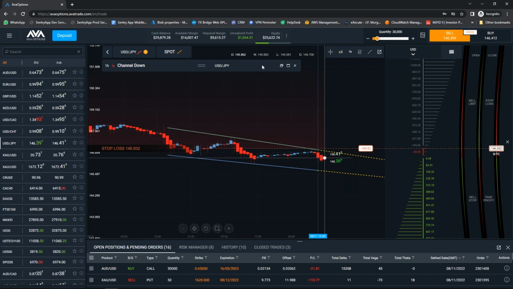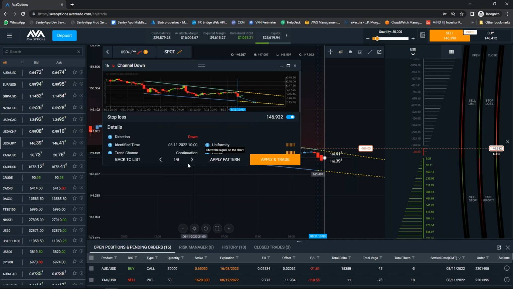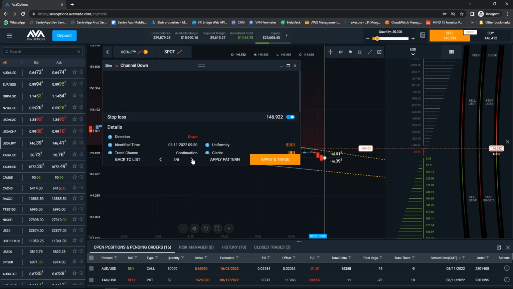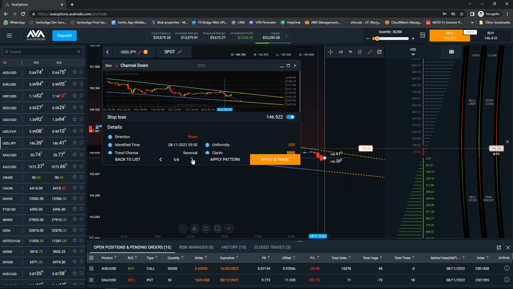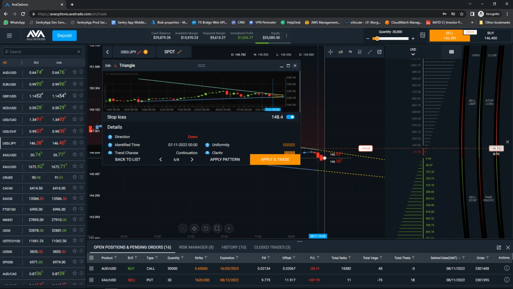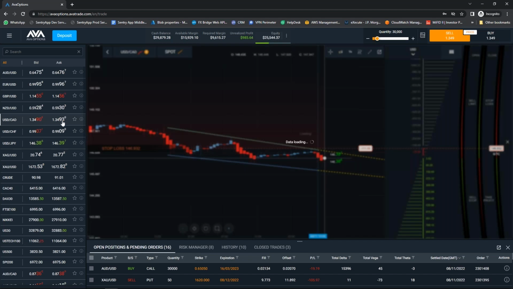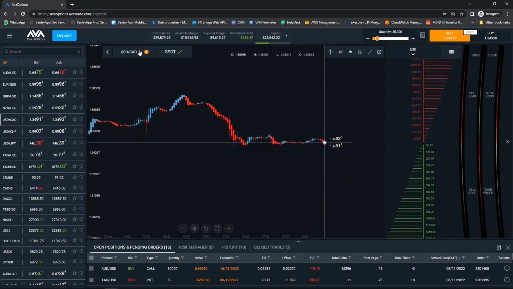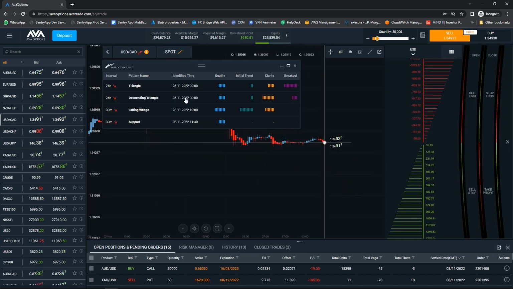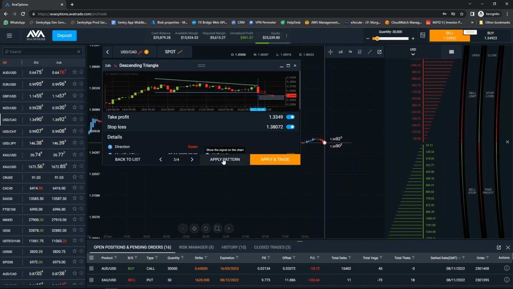So as you can cycle through the different patterns, the different signals, you can apply them as you wish, and you can modify them. Of course, use them however you want. Here's dollar CAD, descending triangle.